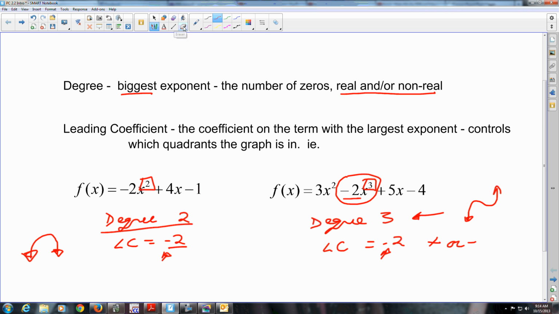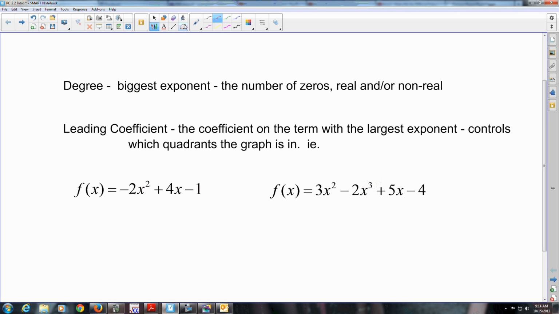So this graph, oops, sorry guys, I'm searching for the button, I know it's there. This one, the leading coefficient is -2 and the degree is 2. It's an even degree graph with a negative leading coefficient, so I know that generically it's going to look like this. So the left-hand end behavior is going to be negative infinity. The right-hand end behavior is also going to be negative infinity.